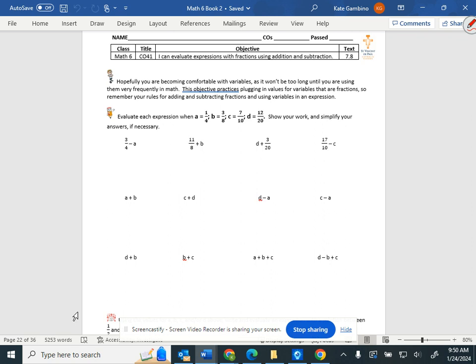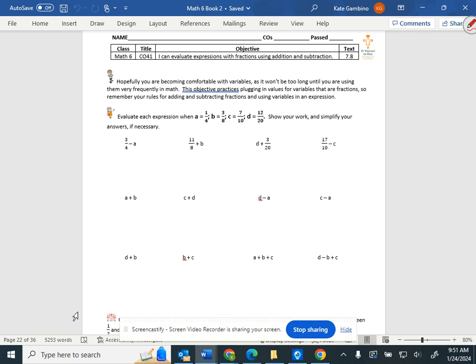Sometimes it will already be in the simplified form. Sometimes we have to divide down. You might have to divide several times down. So keep checking if you can simplify. So let's look at our very first one. We have A, B, C, and D with their values.